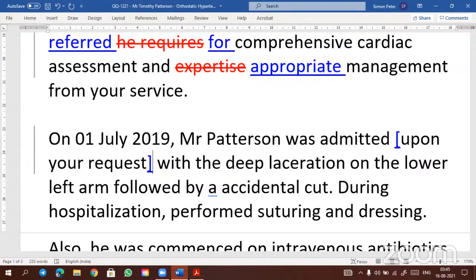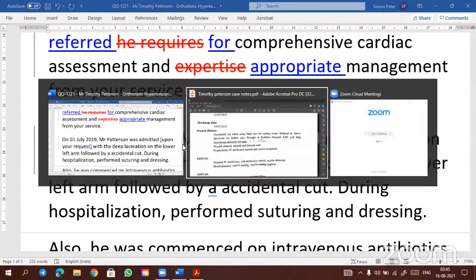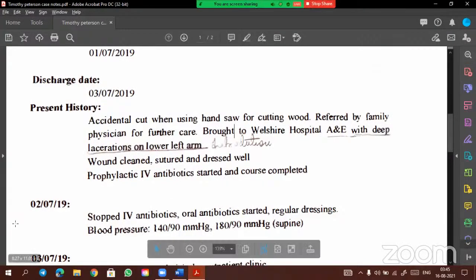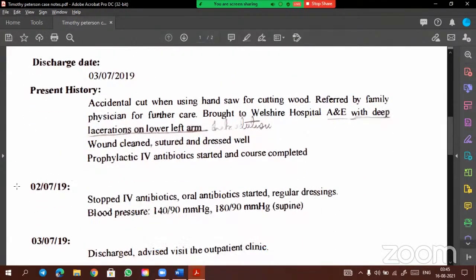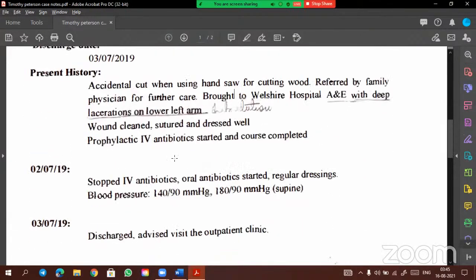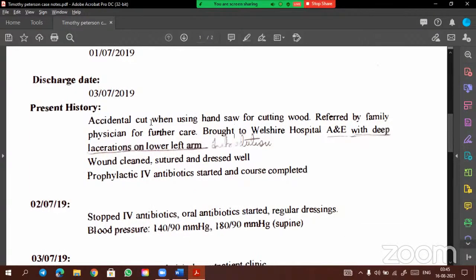Right. So with the deep laceration, laceration on the lower left arm, with laceration. What do you mean by laceration? So let us see here. Accidental cut when using handsaw for cutting wood. Deep lacerations. With the deep lacerations.